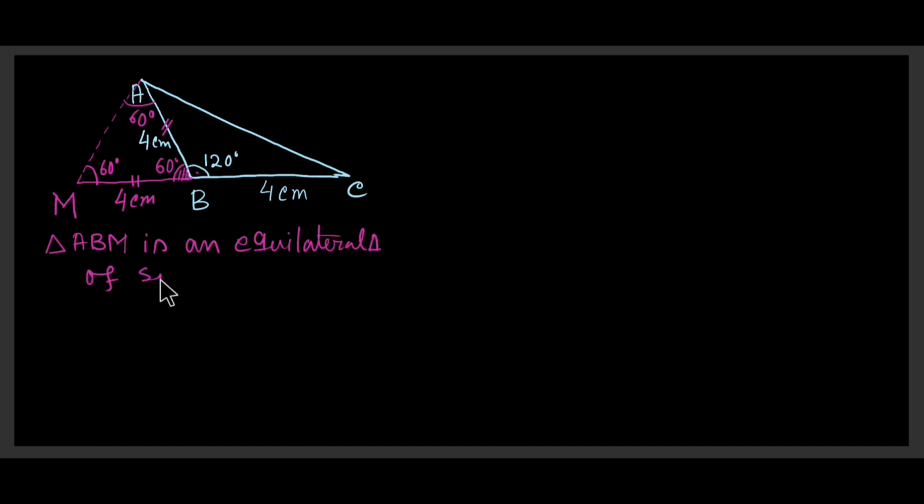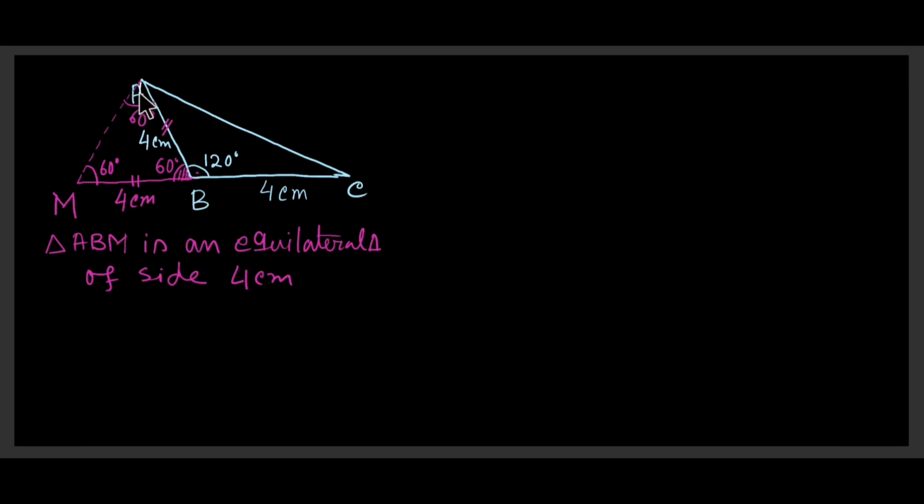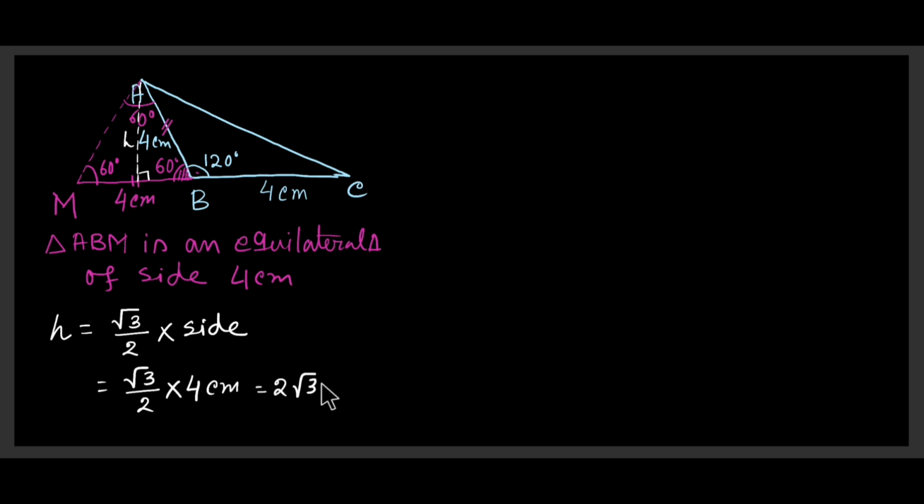of side 4 centimeter. So if we draw the height of the triangle, which is h as named, we must know that h is root 3 by 2 into the side. So here the side is 4 centimeter, so clearly it is 2 root 3 centimeter.